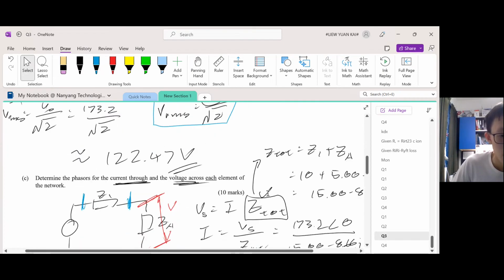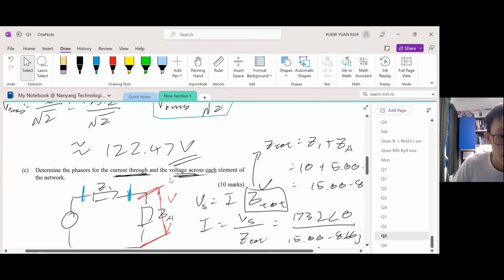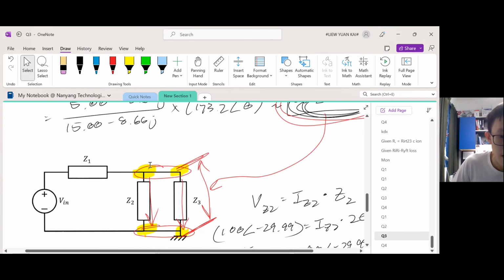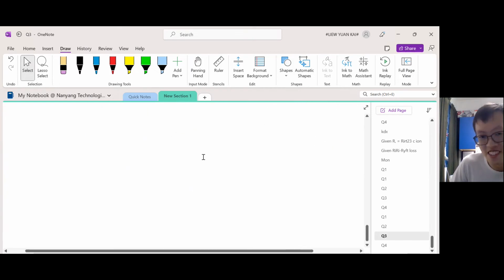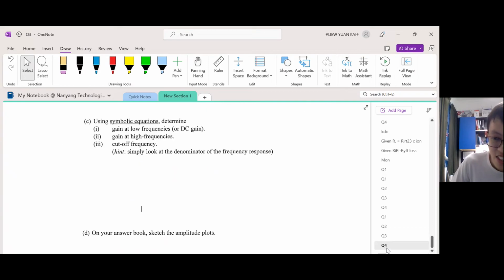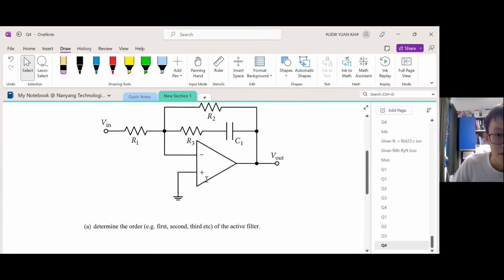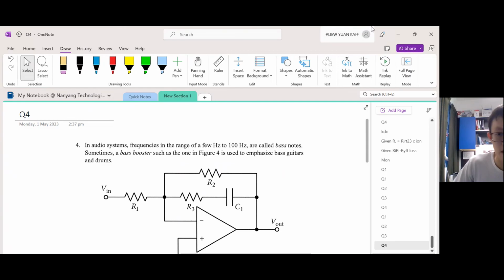Okay, I've done everything. I'm not going to draw a Gauss plane for you. You just do it yourself because it's a simple thing to do. We're going to move on to question 4 after this.